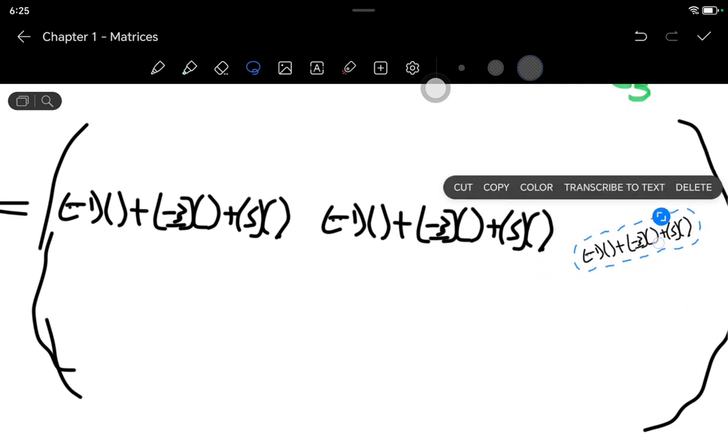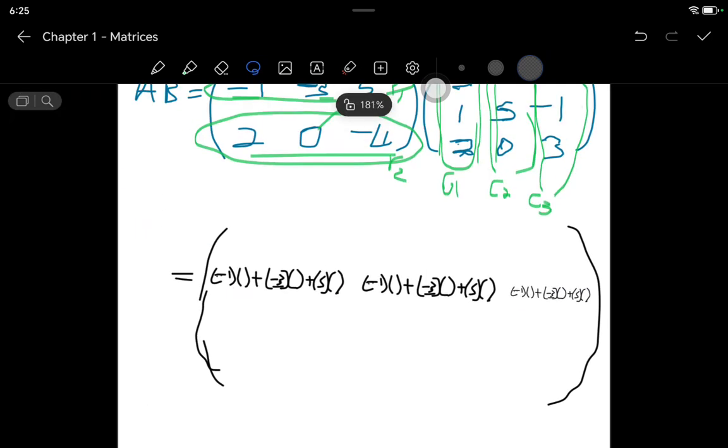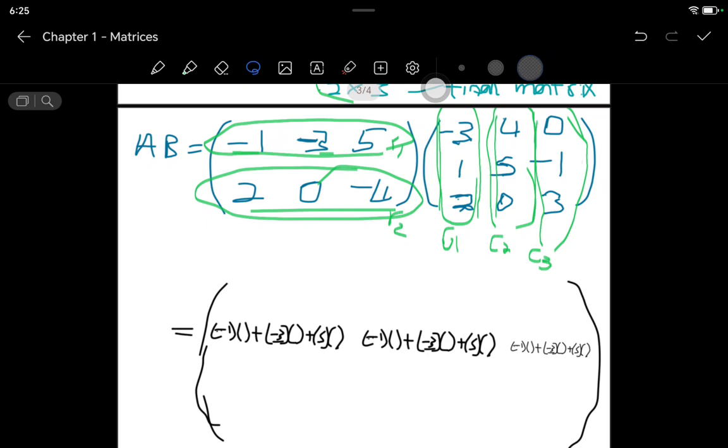Obviously I need a space in between. Yeah, so I'm just going to put it here. So you see, this is row number 1. This is row number 1. I'm just going to take this row and plug it there, then there. 3 columns. I'm going to plug it 3 times in different columns.